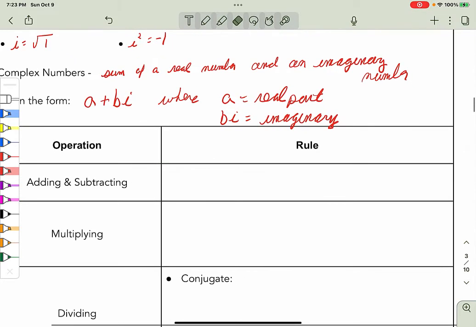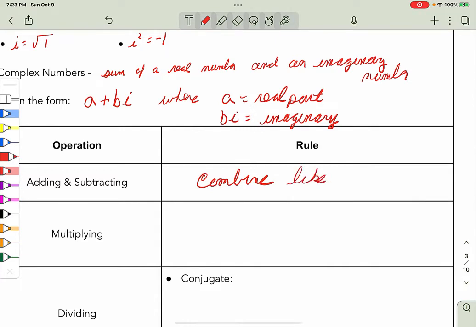So to add and subtract, we just do what we did up front at the beginning of the lesson, and we simply combine like terms. Okay, so to multiply, there's two ways we can do this. We use the distributive property if we have a monomial.